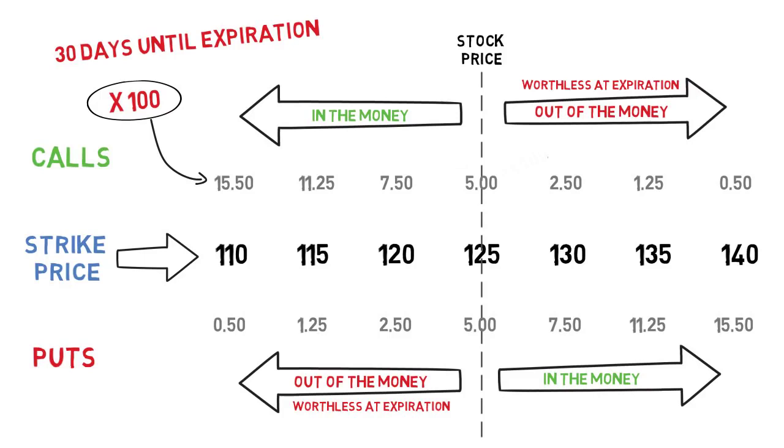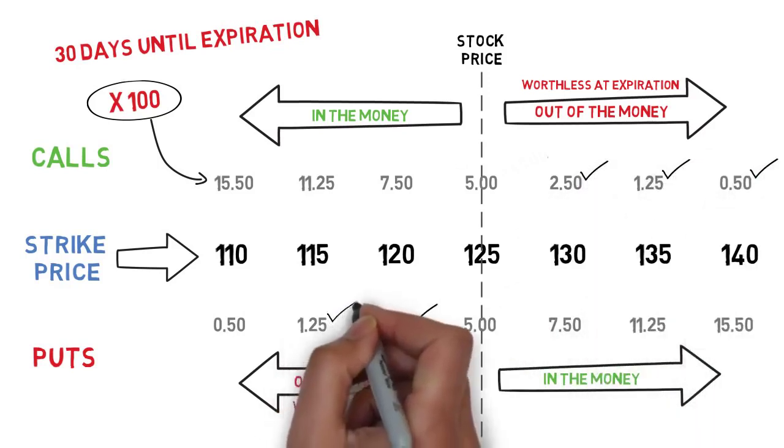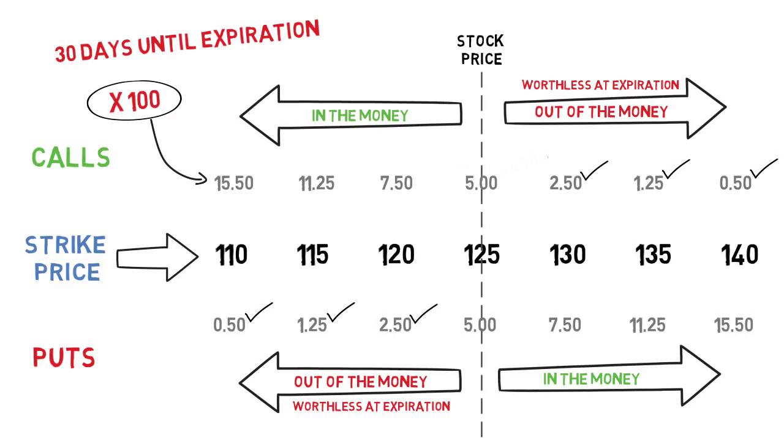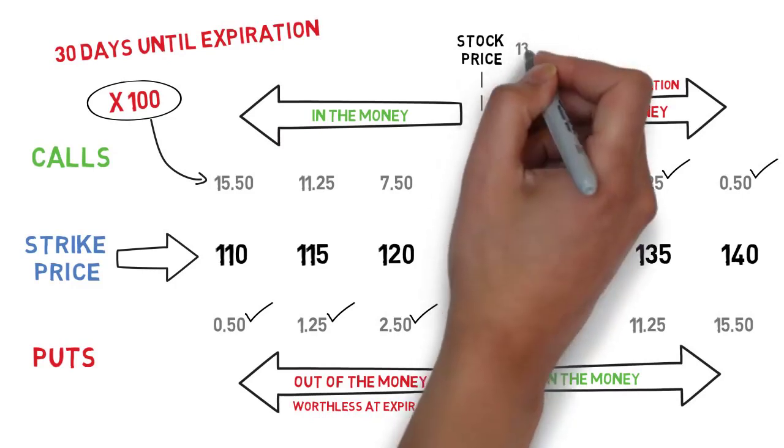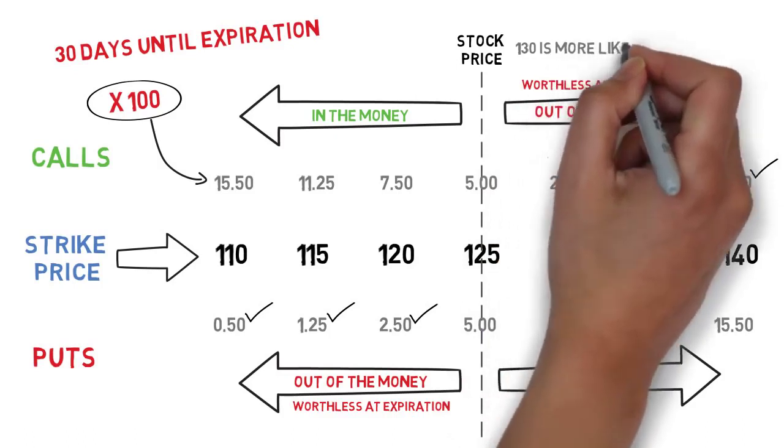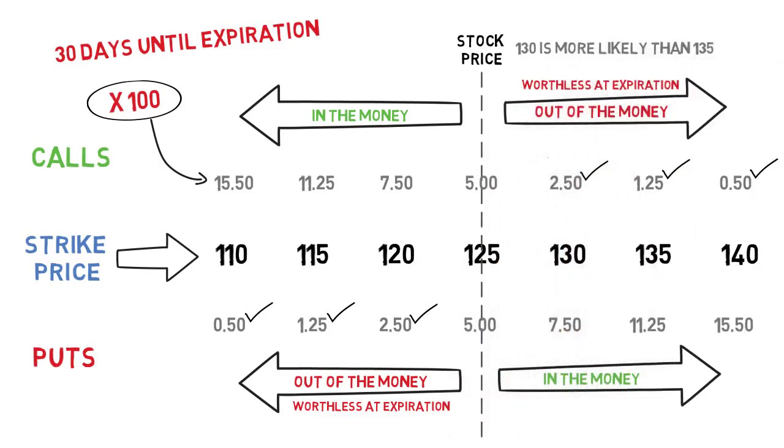Now you can see that the further out of the money an option is, the cheaper it is. That's because the likelihood of it being of any value is less than an option that is closer to the stock price, right? Because, for example, this stock is more likely to get to 130 than it is to 135. And as stock prices move on a day-to-day basis, the option prices will also move. If the stock goes up, the calls will become more expensive and the puts will become cheaper, and vice versa.